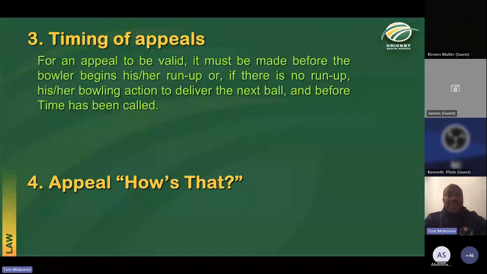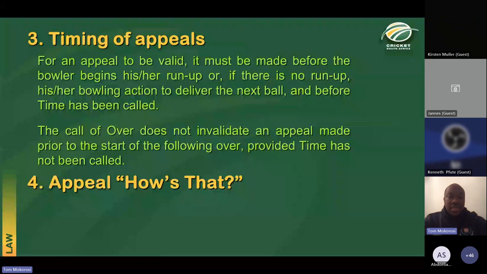So how long is an appeal valid for? The law tells us that for an appeal to be valid, it must be made before the bowler begins his or her run-up, or if the bowler does not have a run-up, then before the bowler enters his or her bowling action to deliver the next ball. And his or her bowling action is entered into when his or her back foot lands in the delivery stride. And of course, we should not have called time. Anything up to those 2 points, an appeal is still valid.